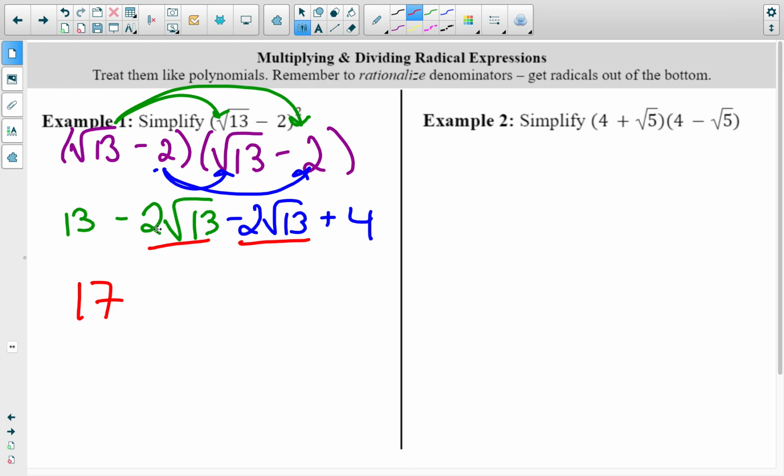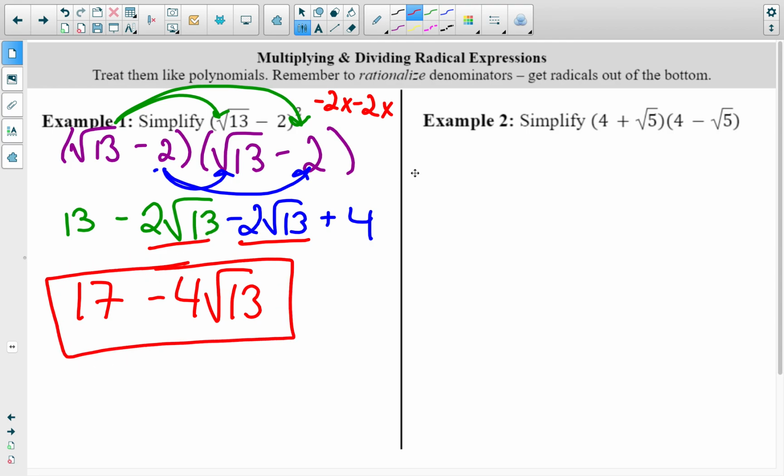And the 2's out front. This is going to become minus 4 root 13. Okay, root 13, remember this can be treated kind of like negative 2x minus 2x because these things are the same. The square root's the same, the indices are the same, and then underneath the radical is just a 13. So this is what we end up with.